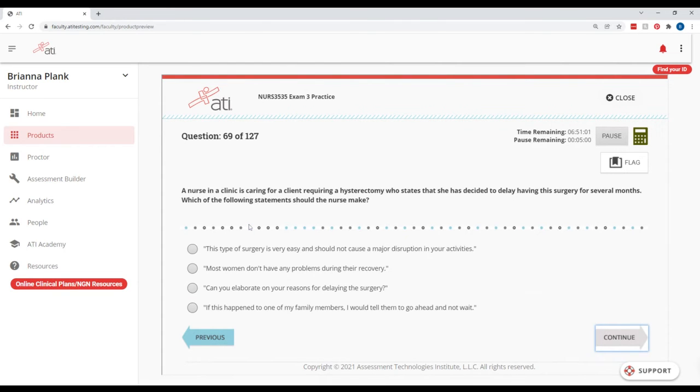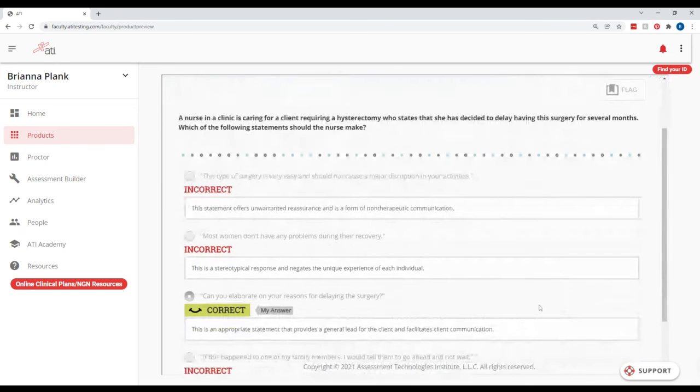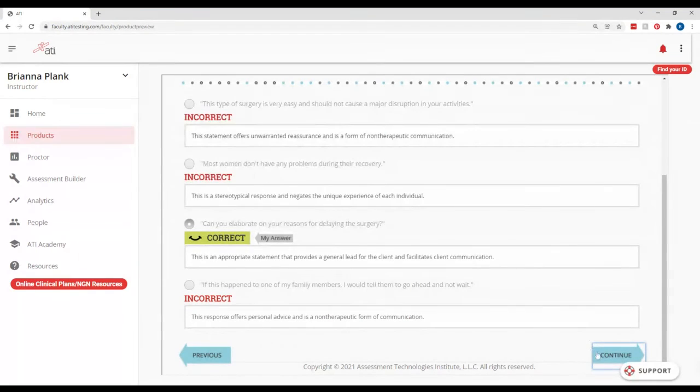Okay, so we have a client, they're going to have a hysterectomy, and they decide to delay having surgery for several months. What are we going to say? See, exactly. You guys learned from our last one. So this is a classic question that you've seen before, right? We don't want to assume why. We want to find out more about it. Could be a money issue, could be they have a sick relative they're taking care of. There could be all different kinds of things. So until we know what that is, we're not going to have a reaction. We're not going to have a response because we don't know why. So tell me more about that.